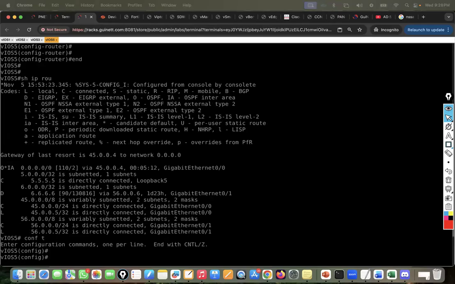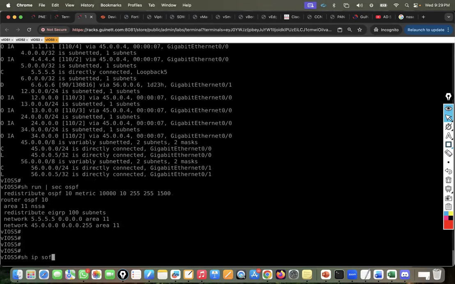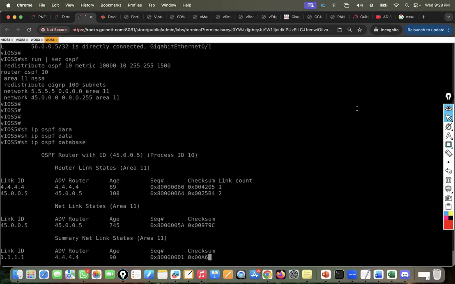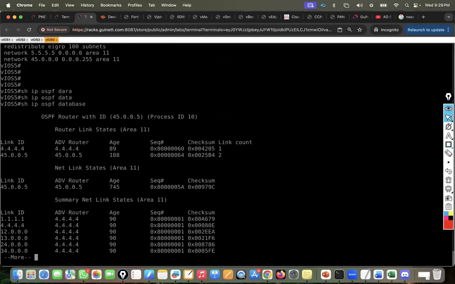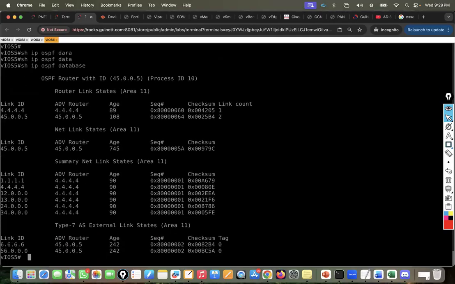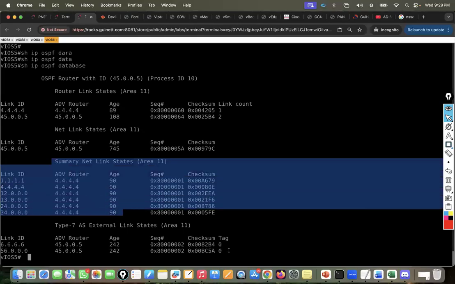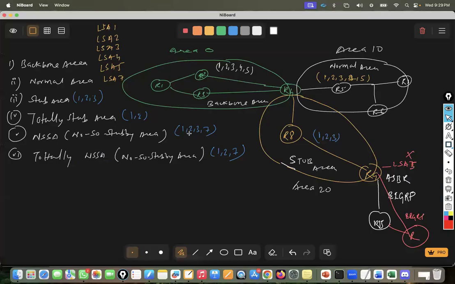Can you also please show the OSPF database? Yeah, I can show you the OSPF database as well. Show IP OSPF database. So under area 11, we are getting all the routes. But shouldn't we only get the summary route, because it's a not so stubby area? So the NSSA is going to give the LSA 3 as well? See here. Totally will stop the default route. Oh, okay. Got it.